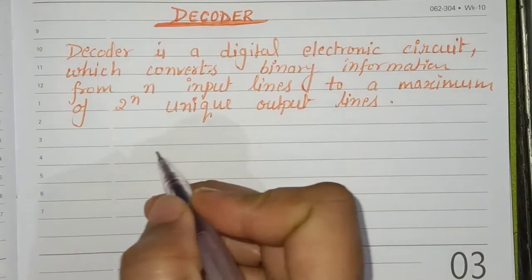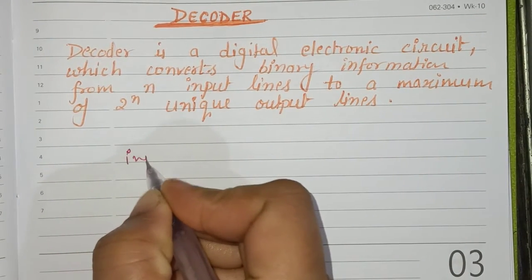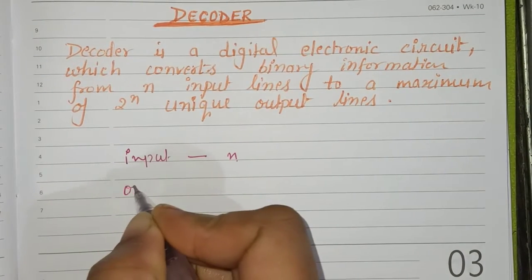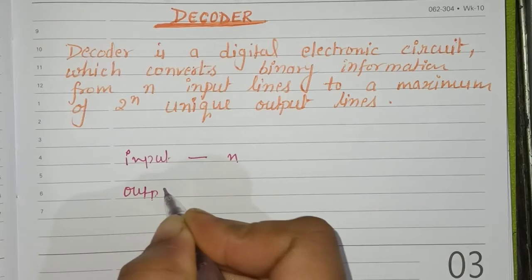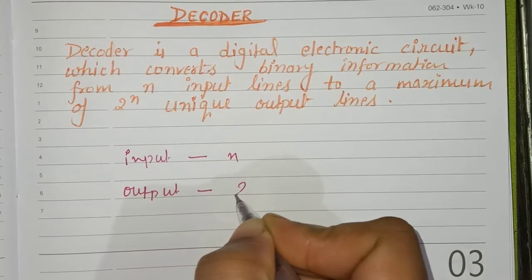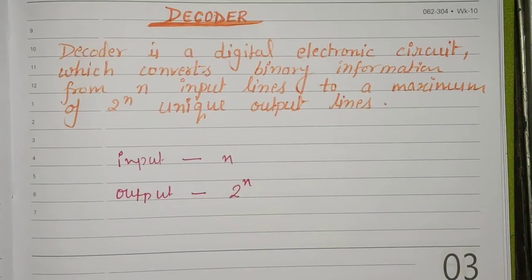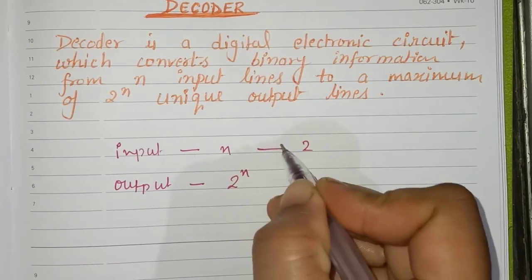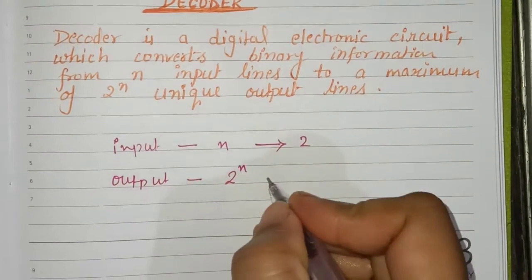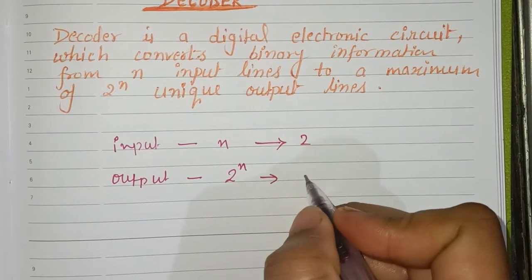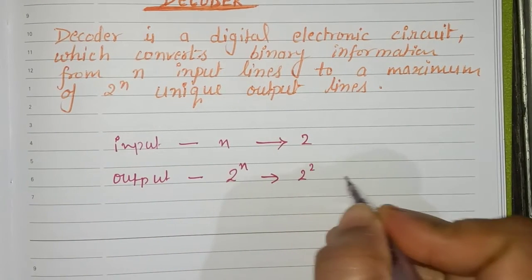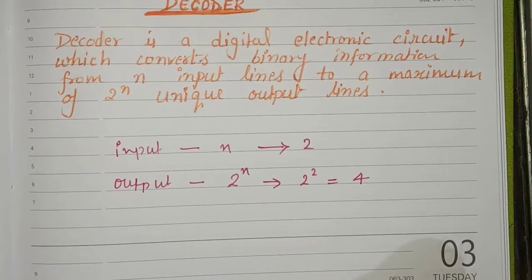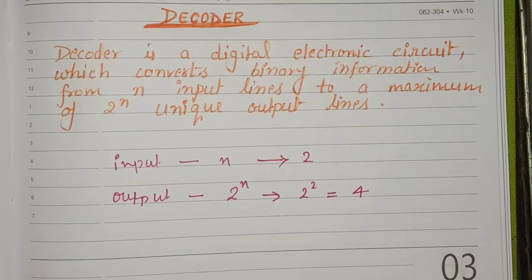Here the inputs are n and the outputs are 2 raised to the power n. Suppose n is equal to 2. So input lines are 2 but output lines are 2 raised to the power 2, which is equal to 4. Output lines are 4. So it's a decoder.